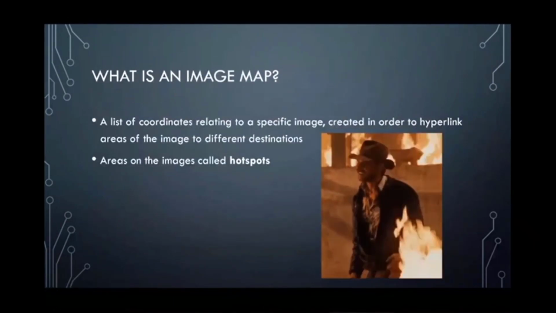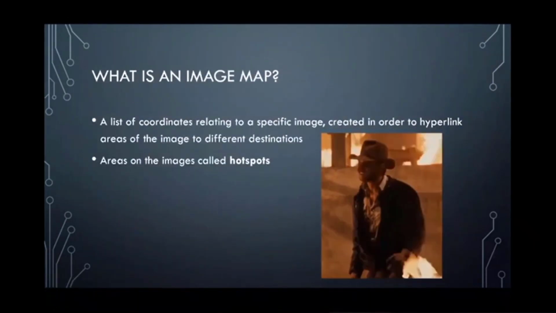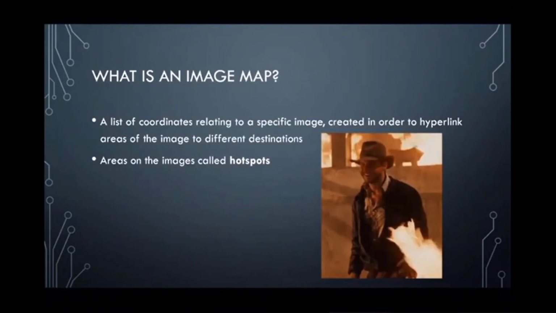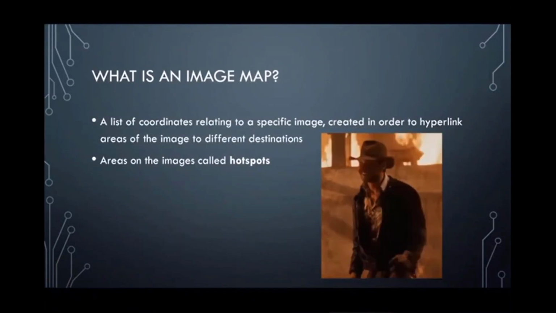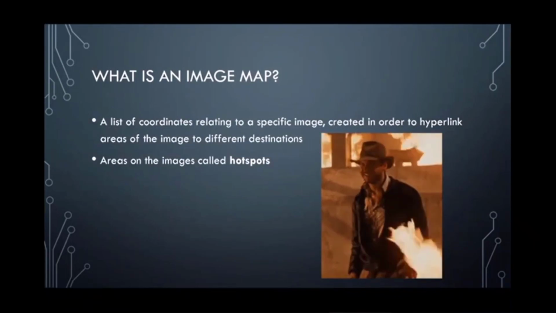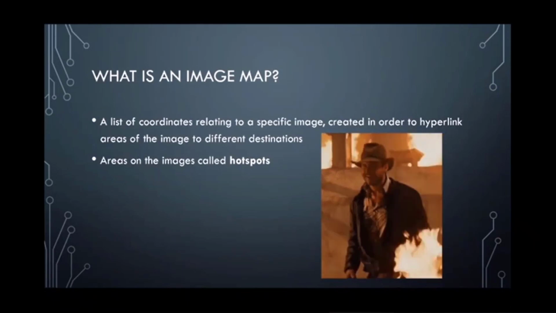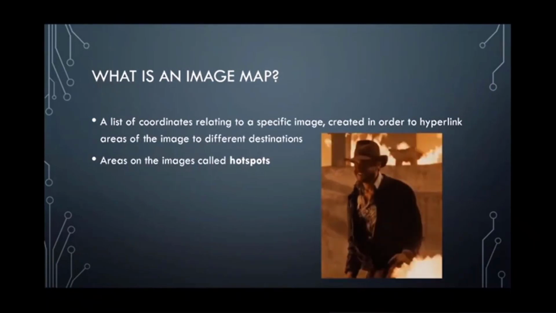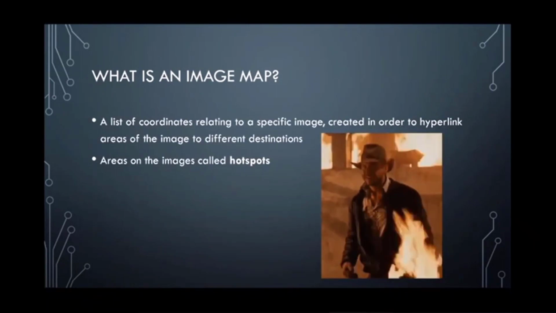First, we want to talk about what an image map is. It's a list of coordinates relating to a specific image, created in order to hyperlink areas to different destinations. Those little areas are known as hotspots. That was my first goal when creating this project, because I wanted to be able to see the one PDF image, hover over the unit I wanted to know about, and click on it to get that information. That's the destination I want from that hotspot.